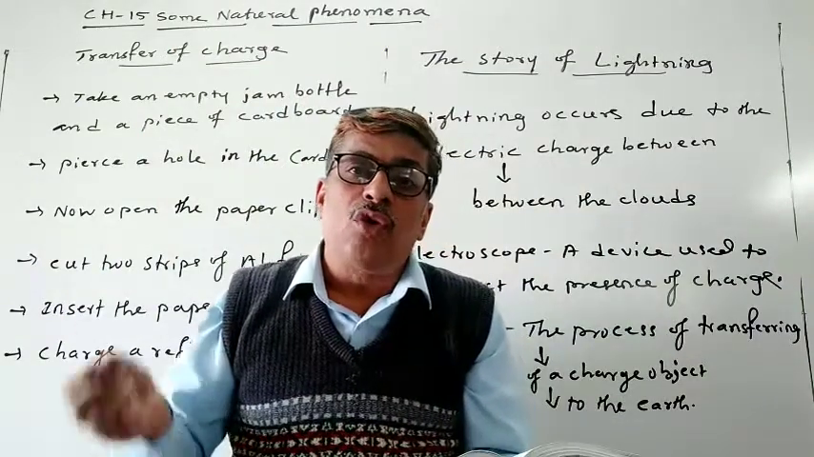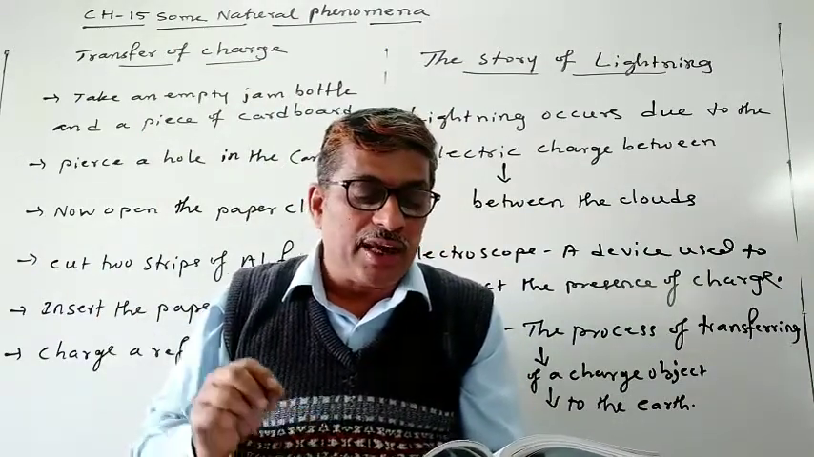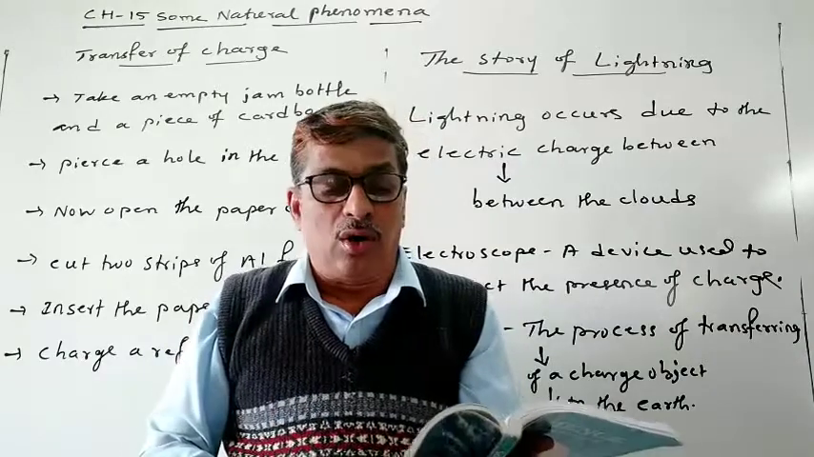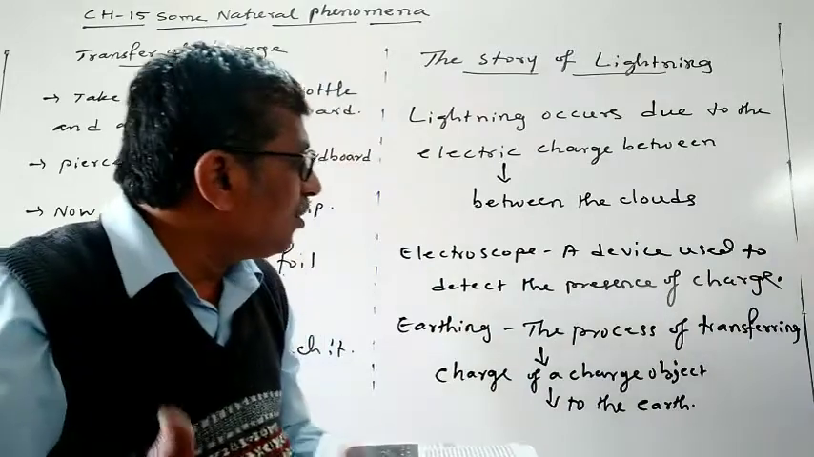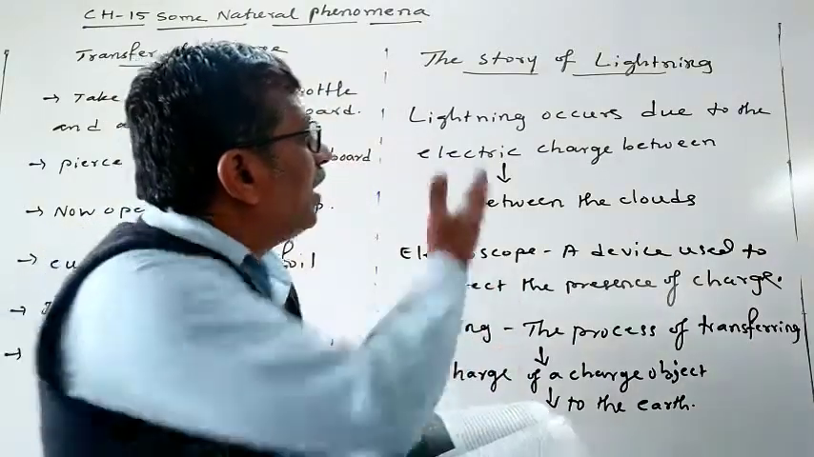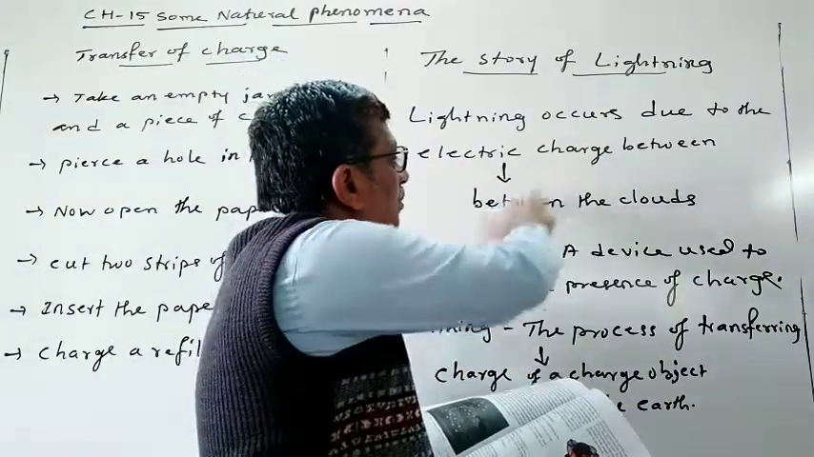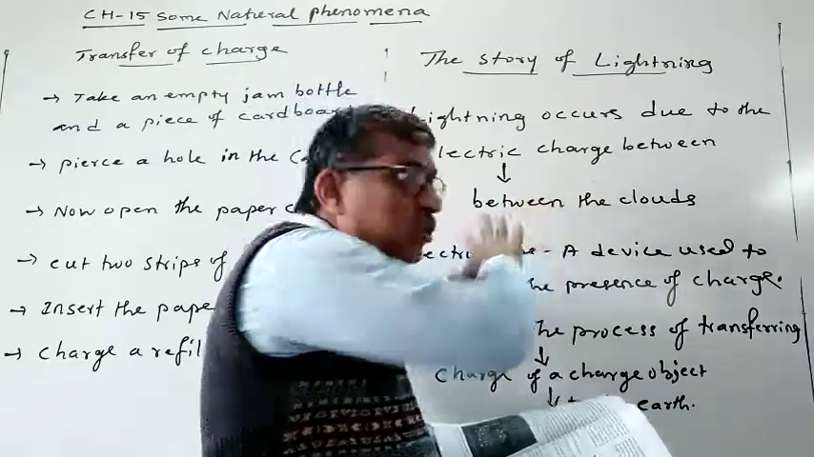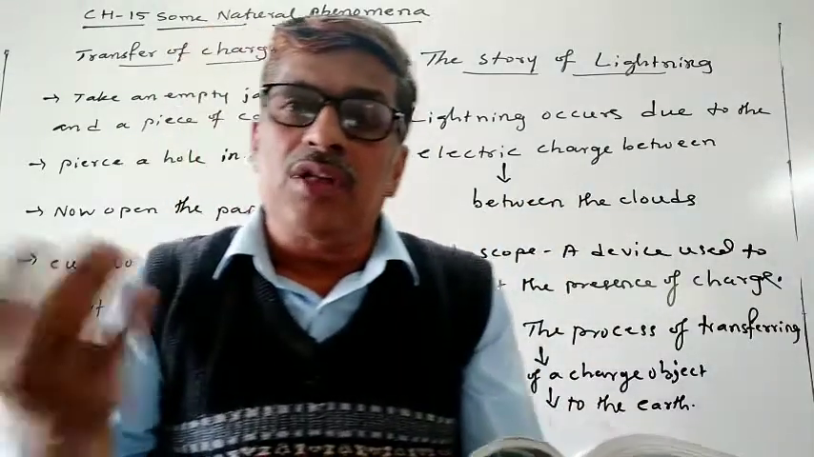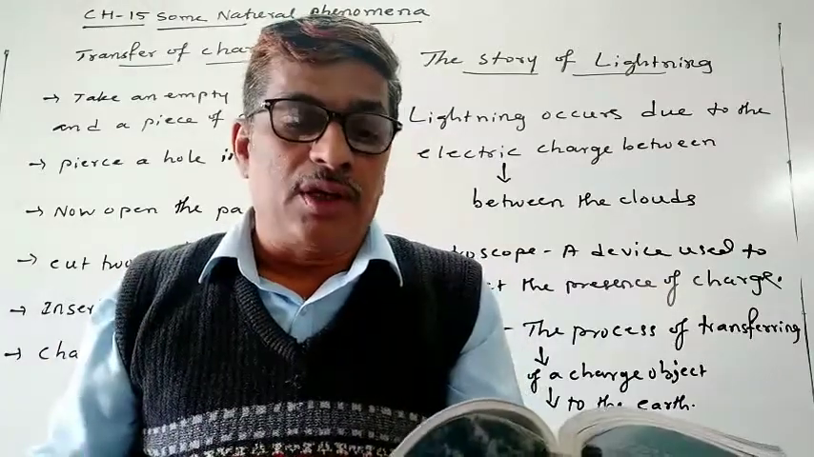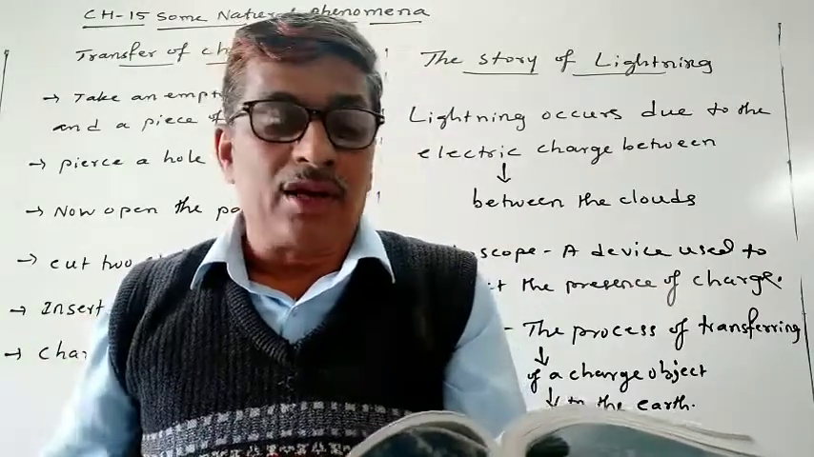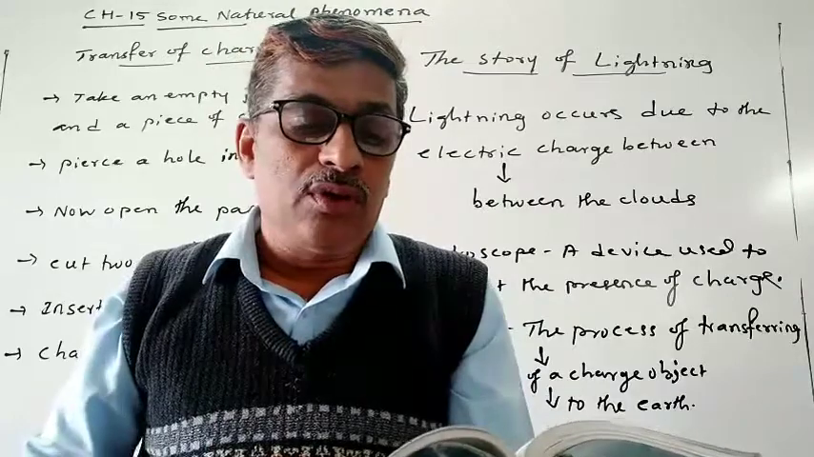This process of electric discharge can occur between two or more clouds or between the clouds and the earth. Lightning occurs due to the electric charge between two or more clouds, or between the clouds and the earth, when the positive and negative meet, so that it produces the streak of light and also produces the sound.